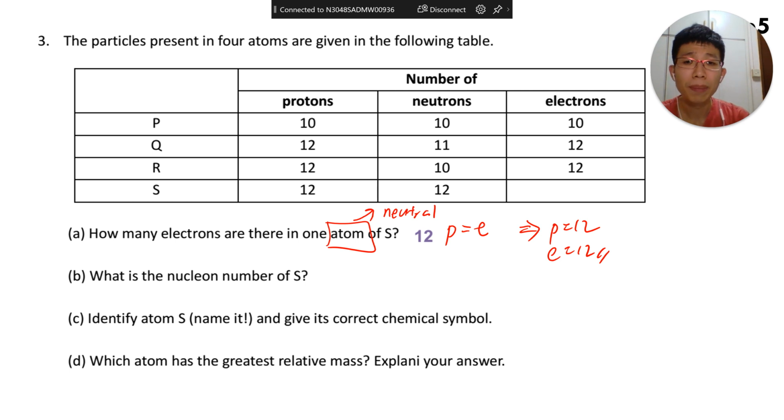So what is the nucleon number of S? The nucleon number of S is basically P plus N. So in this case, it's 12 plus 12 equals 24.